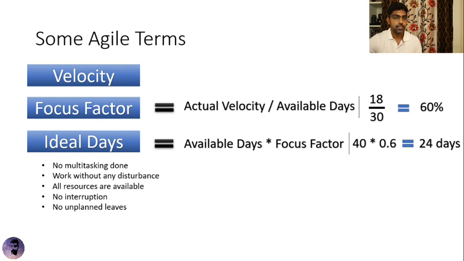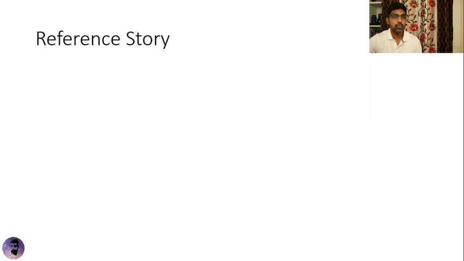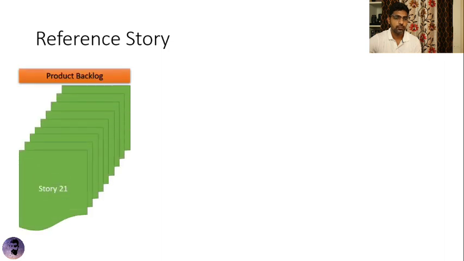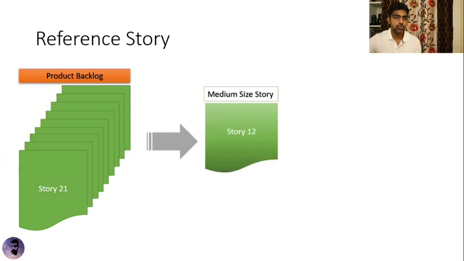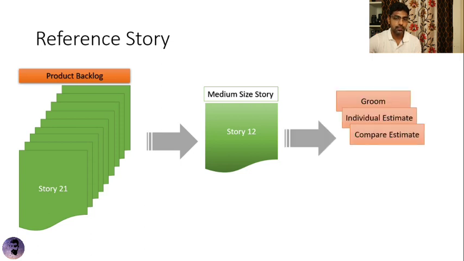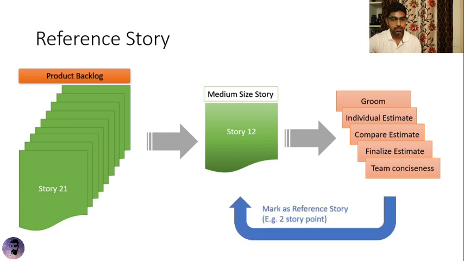All right. So let's move on and understand what the reference story is. Let's take for example, you have a product backlog, and in this you have 21 user stories. You take one medium-sized random user story, you groom it, you individually estimate it, you compare the estimates, you finalize the estimate, and you get team consensus on this estimate, and then you mark this story as a reference story. In this example, the estimate the team has derived is 2 story points.